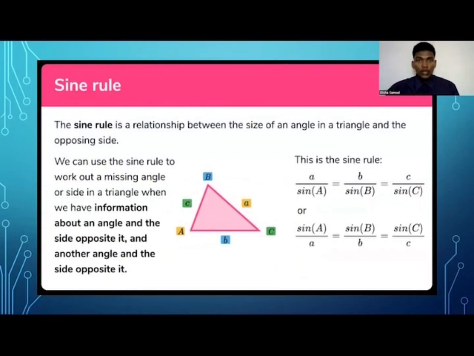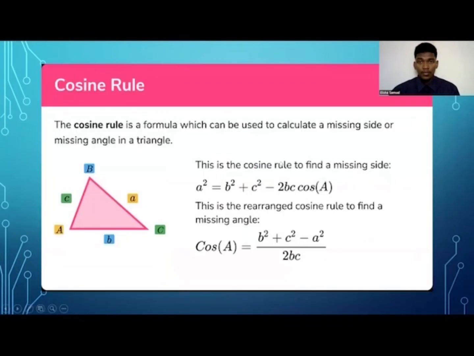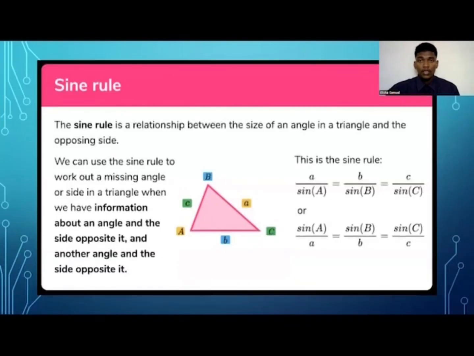Okay, now we are going to see the third formula. Sine rule. Sine rule is a relationship between the sides of a triangle and the opposite angles. The third formula in this trigonometric topic is the sine rule, which is a over sin A equals b over sin B equals c over sin C.